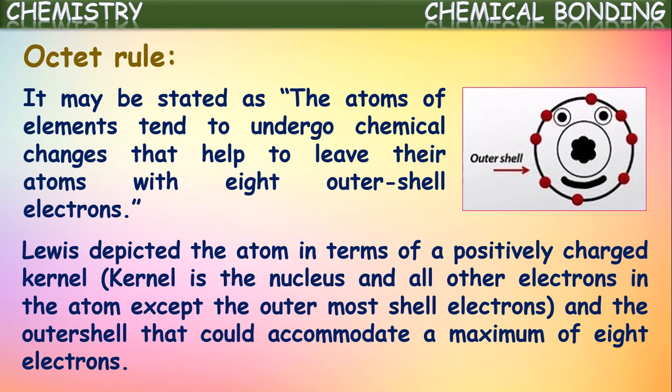So Lewis depicted the atom in terms of a positively charged kernel and an outer shell that could accommodate a maximum of 8 electrons. Kossel proposed that an atom has a positively charged kernel, meaning the nucleus and the electrons around it, except the outermost shell. This kernel is surrounded by one outermost shell which could accommodate a maximum of 8 electrons. Even though its capacity is more than 8, the outermost shell of an atom will have only a maximum of 8 electrons. The atoms with 8 electrons in the outermost shell are more stable, and those which do not have 8 electrons in the outermost shell will participate in chemical bonding to get 8 electrons.